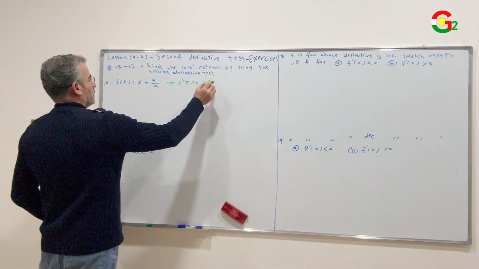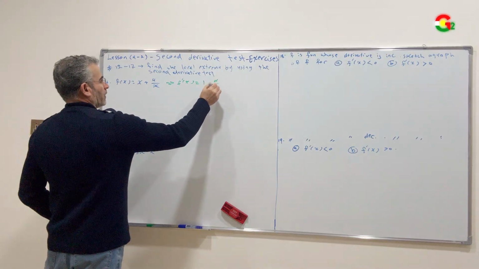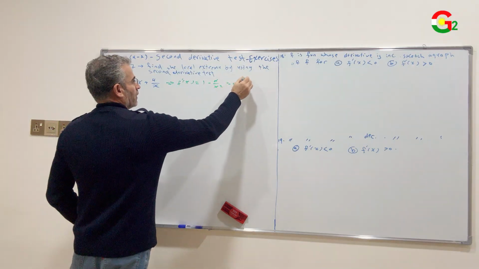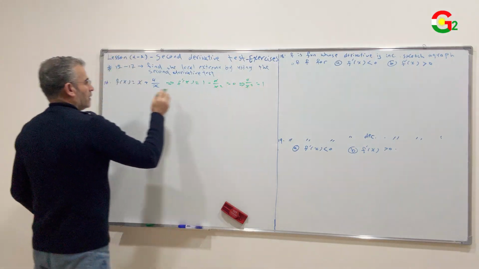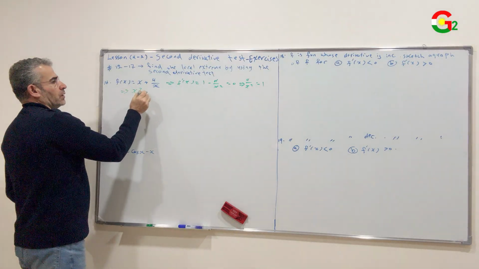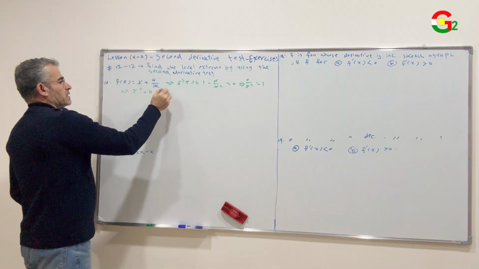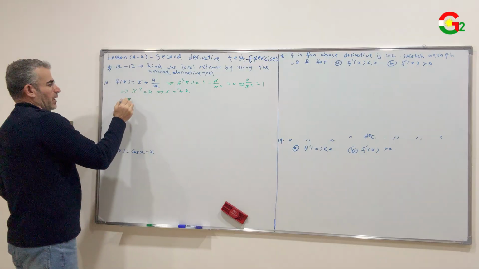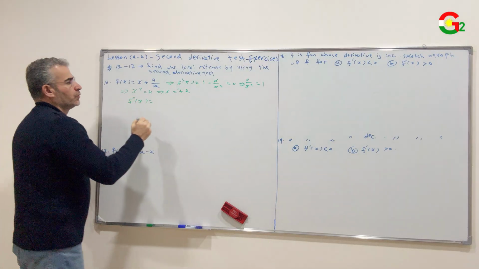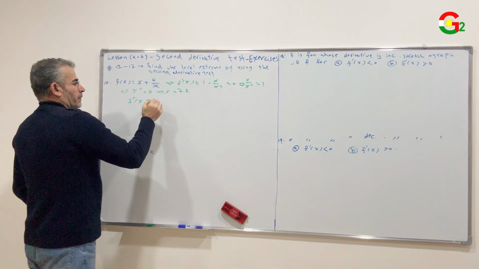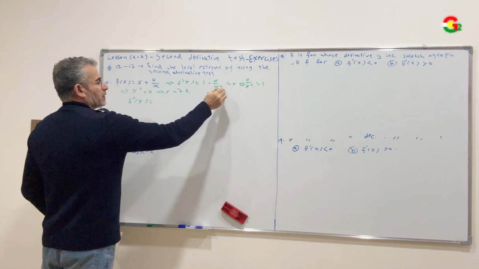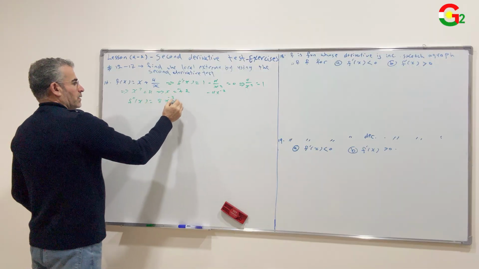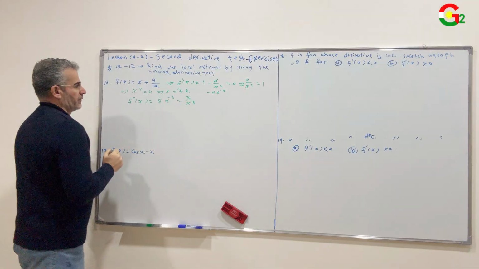f of x equals x plus 4 over x. f prime of x equals 1 minus 4 over x squared. Set it equal to 0, then 4 over x squared equals 1, then x squared equals 4, then x equals plus or minus 2. f double prime of x equals negative 4 times negative 2 x to the negative 3, which is 8 over x cubed.